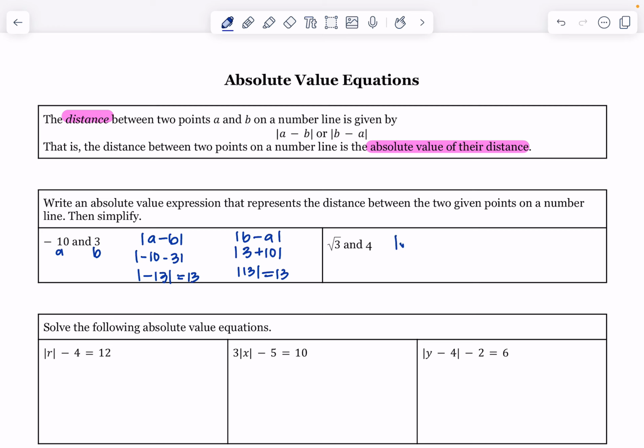So either way, the distance is 13. Here we've got the absolute value of the square root of 3 minus 4, and the absolute value of 4 minus the square root of 3. I'll just get a decimal for that in my calculator. For this first one, I'm going to get the absolute value of negative 2.27. And I'm going to double check that I get the same thing when I do 4 minus the square root of 3. And I do get the positive absolute value of 2.27. So both of these would just be 2.27.